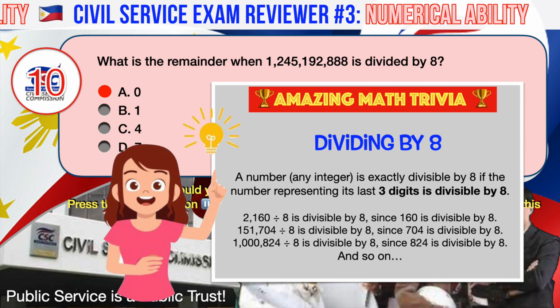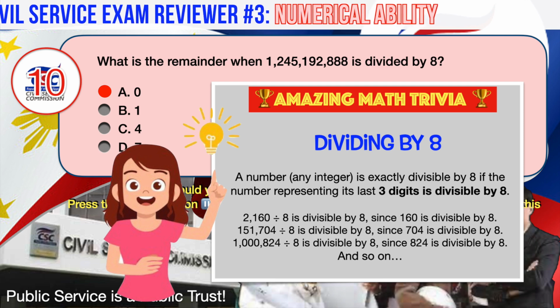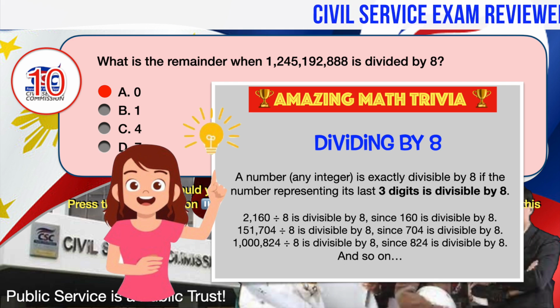Did you know that a number is divisible by 8, that is, the quotient is an integer, if the number representing its last 3 digits is divisible by 8? It doesn't matter what the other digits of the number are, or how big the number is, as long as the number representing its last 3 digits is divisible by 8, the number itself is divisible by 8.